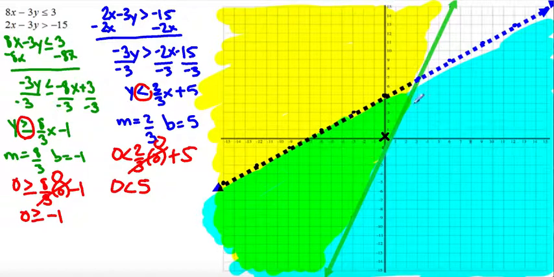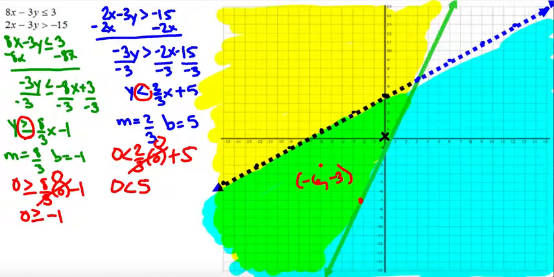Alright, so my solution to the system here is everything that's in green, including this solid line right here. So a solution could be this point right here. Looks like negative 2.1, -7. So let's do a cleaner example. So like -6, -3. So that will be a solution. So everything in green is a solution.